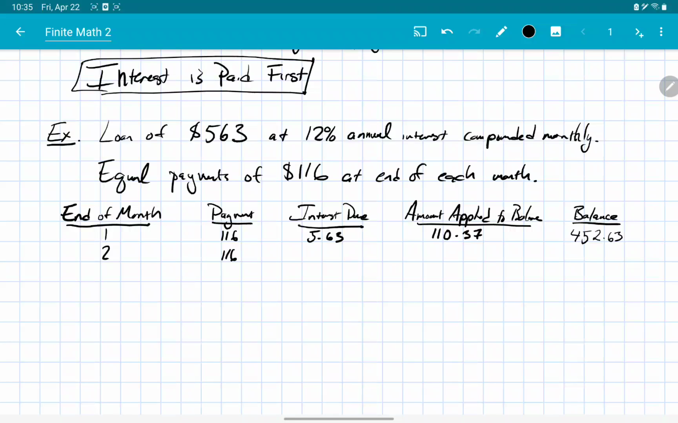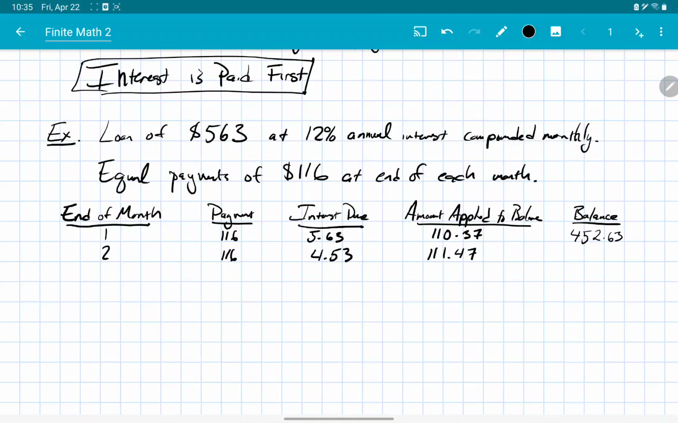Then we come to the end of the second month. We make our $116 payment, but the first thing that occurs is we must pay the interest. How much interest do we owe? We don't owe $5.63 anymore because we don't have a loan for $563 anymore. Now we have a loan for $452. So now our interest due is $4.53. We have a little less interest due because we have a little less outstanding on the loan. The rest of the payment, which is $111.47, gets applied to the balance.